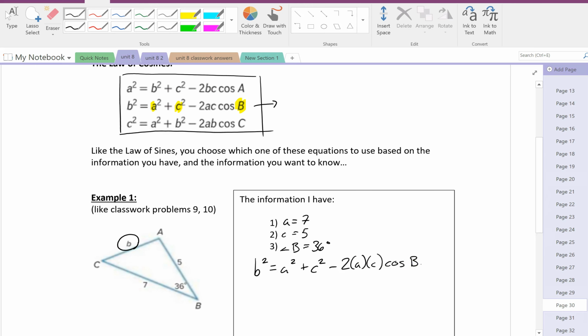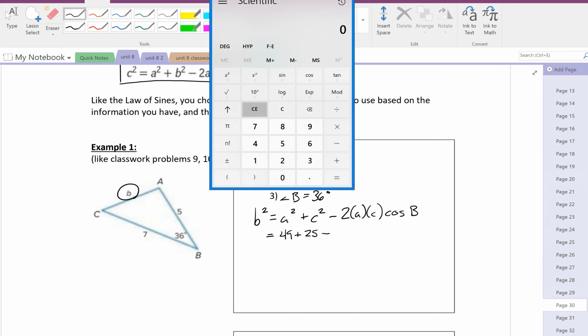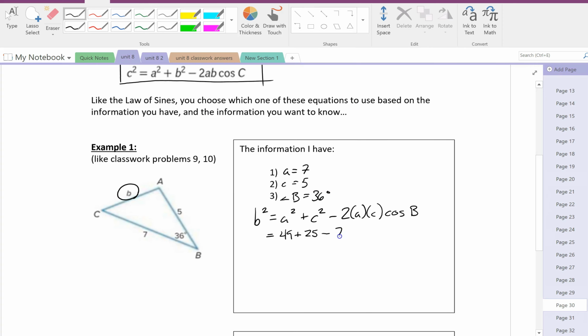And I know that's a lot of stuff. But like I said before, it's just a matter of plugging things in and solving for what we need to know. So B squared, B is what I'm looking for, so I'm going to leave that alone. But now I can start plugging things in. So A is 7. So if I square 7, I get 49. C is 5. When I square 5, I get 25. Minus 2 times A times C. So 2 times 5 times 7. So I'm going to do that on the calculator really quick. 2 times 5 times 7 is 70. Times the cosine of B.